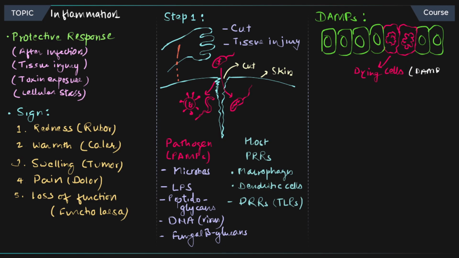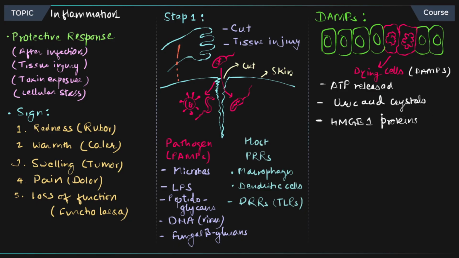So you have molecules that are coming from the dead cells. For example, ATP can get released from these cells, and that ATP can act as a DAMP. You have uric acid, and you have crystals of uric acid, which can also act as DAMPs. You have HMGB1 protein that is coming from the damaged nucleus.